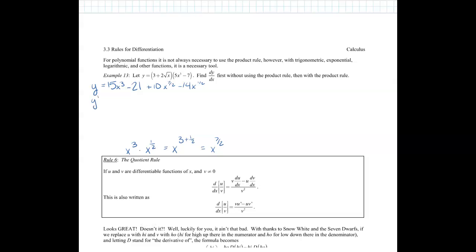So then y prime is actually going to be 45x squared. The negative 21 is going to go away. Plus 10 times 7 should be 70, divided by 2, x to the 7 halves subtract 1, so I should get 5 halves. Minus 14 times 1/2 should be now 7, and then x now to the negative 1/2, subtracting 1. So all in all, this should just change to what, 35?